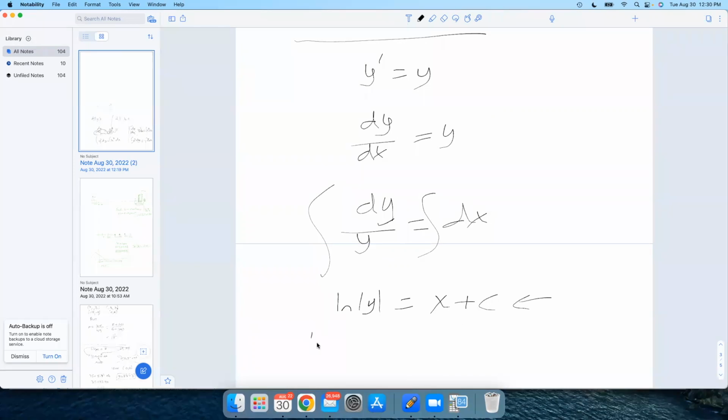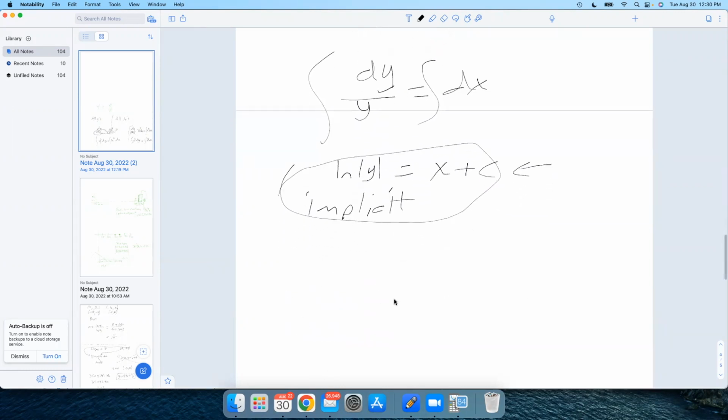Here's implicit form. If the question says leave it in implicit form, whatever, we're done. But let's write it in explicit form. Let's solve for y. So I can make both sides powers of e. So e raised to the natural log of anything is just that thing. Now I've got this absolute value of y.